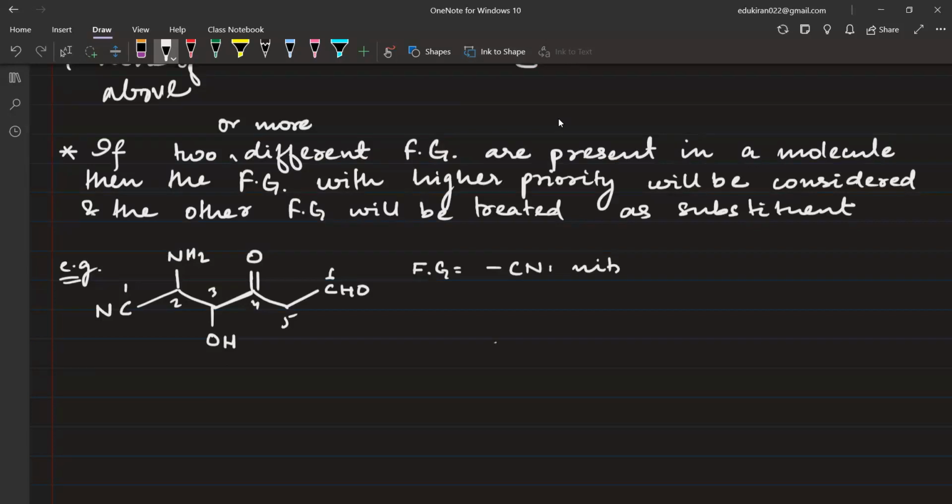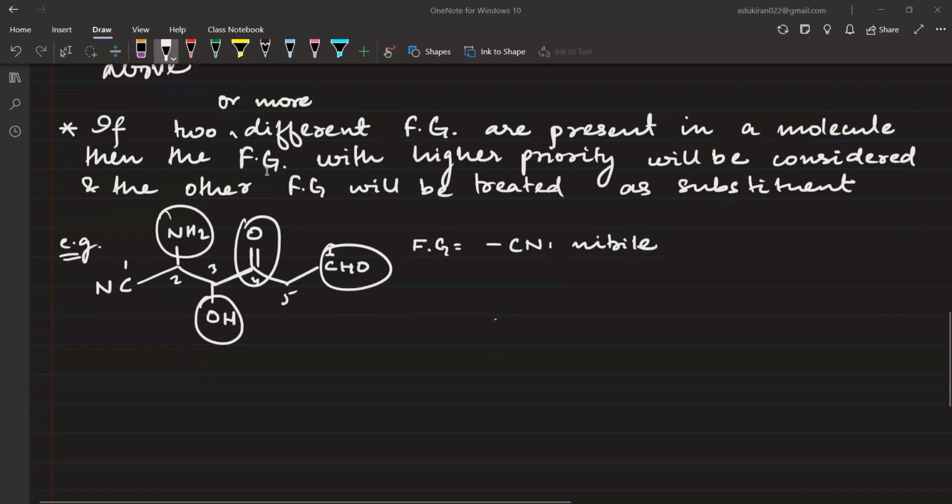And we are going to use nitrile. And for the rest of them, this amine will be now amino, this alcohol will be now hydroxy, this ketone will be now oxo, and this aldehyde will also be now oxo. Is that clear? Yes or no? Please tell me, guys. बोलो भाई. Clear है सबको? Priya and Deborah, is this clear? Okay. Right, next point.